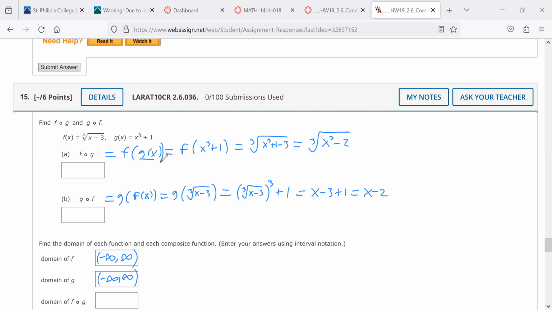Next thing you do is look at the result. Does the result have any restrictions? And we said cube root is fine with whatever. So then the domain of the composite should be the same, everything. That logic makes sense?